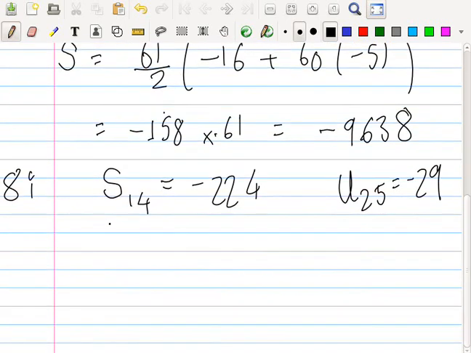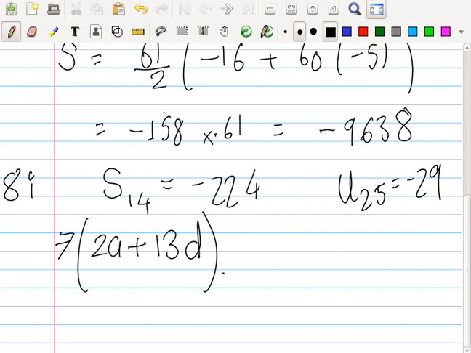So here I use my formula. N over 2. What's n over 2 here? Which is 7. 2a, I don't know. n minus 1, 13, d. And then this formula here is a plus n minus 1 d. What should that equal? Minus 29. Now, does 7 go into 224?